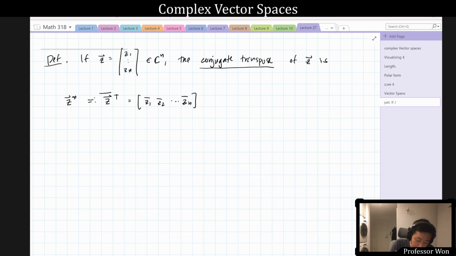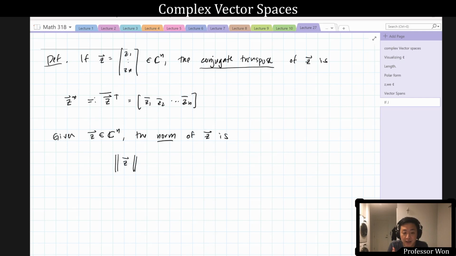Now, the point is that this is the thing that we'll use to define inner products and norms. So let's start with norms. Given z in C^n, the norm of z is defined to be, so I'll use this notation, double bars always means norm, right? Single bar means modulus. That's like the notion of length in your field. This norm is a notion for vectors. It's like absolute value versus norm of vector, modulus versus norm of vector.